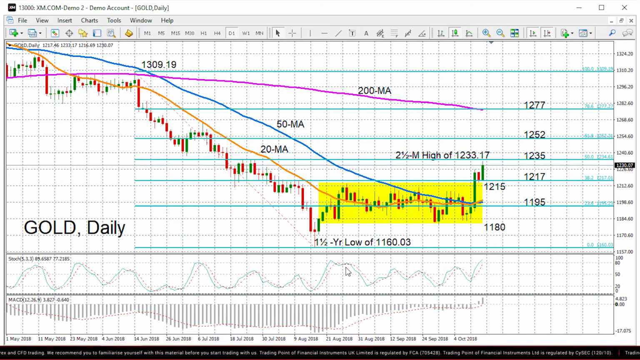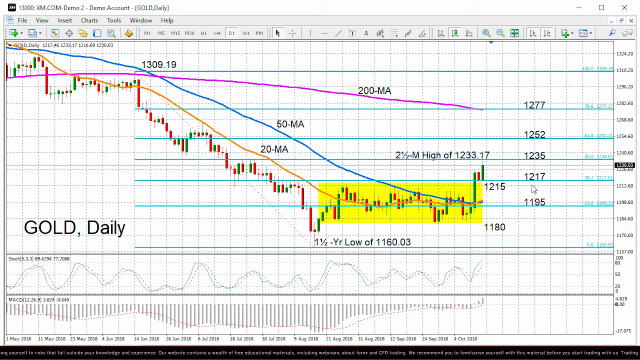And finally, having a look at the precious metal, gold finally managed to break above the upper range of its neutral term range that started from back in late August up until early October. So we had the upper range of 1,215 and the lower range of 1,180. So last Thursday we saw a break above that, and doing so also took the gold prices above the 38.2% Fibonacci retracement of the down leg from 1,309 to 1,160.